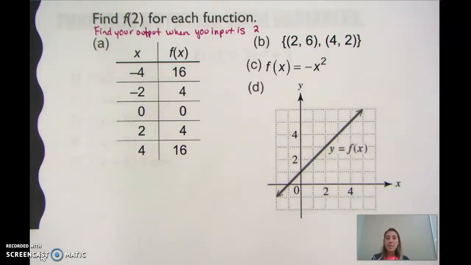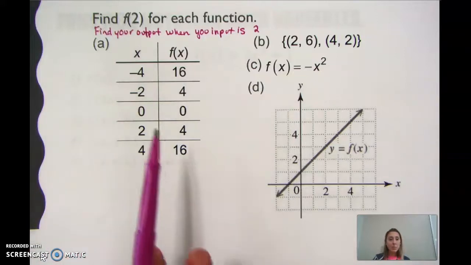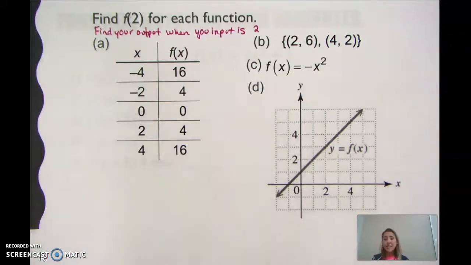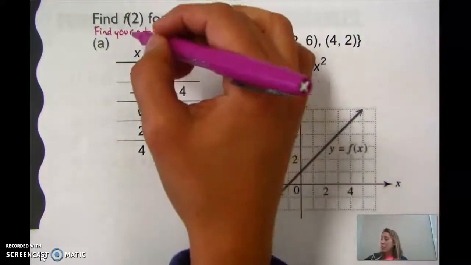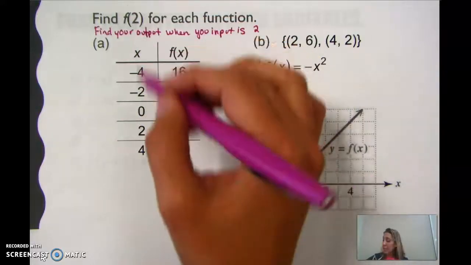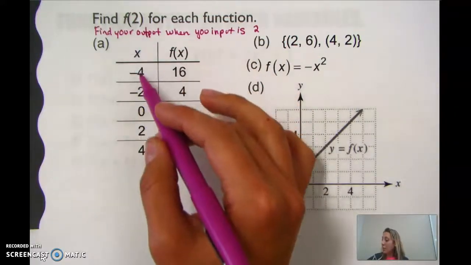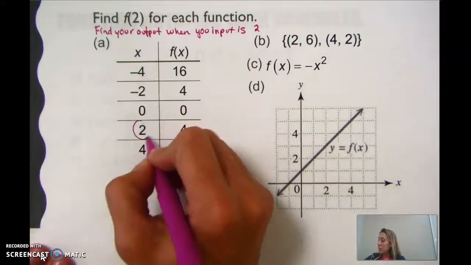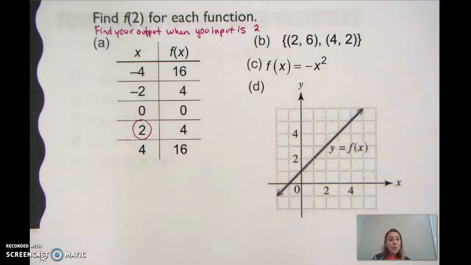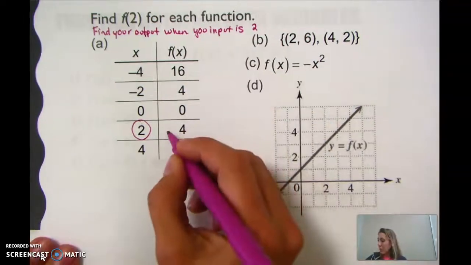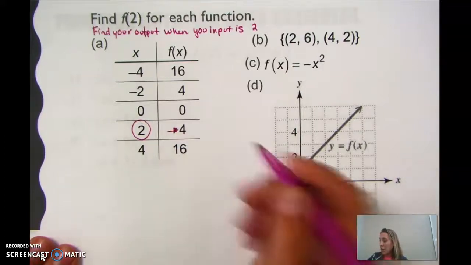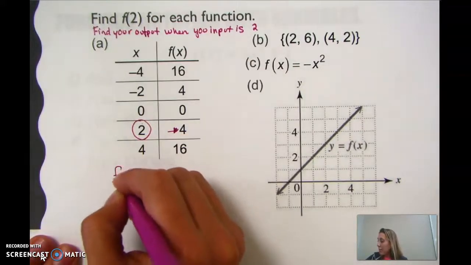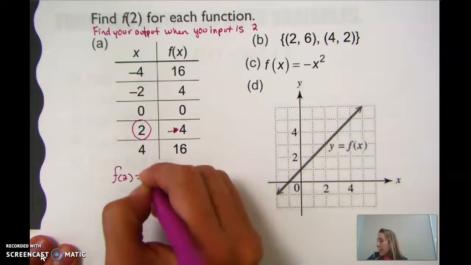So that's what it's saying. If we look at this first table, we're going to find our input. Well, the inputs are going to be the x values, right? So the left side. And so I'm going to go down. Oh, look, here's 2. When x is 2, what is my f of x? What is my y? Well, that's just its partner. It's right here. It's 4. So for this function, f of 2 is 4.